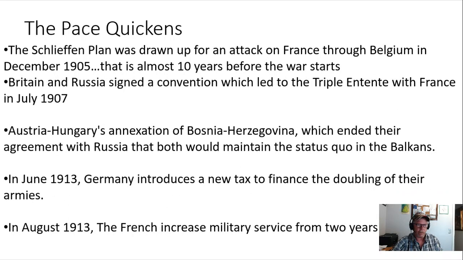So the idea here, there's a lot of stuff, but the point is, we saw the drawing of lines, and that took 20 years from the 1880s to the early 1900s. But the pace starts to quicken. There's this thing called the Schlieffen Plan that's drawn up 10 years before the war starts, a plan of how to invade through Belgium and into France. So that tells you that the Germans are at least thinking about this.